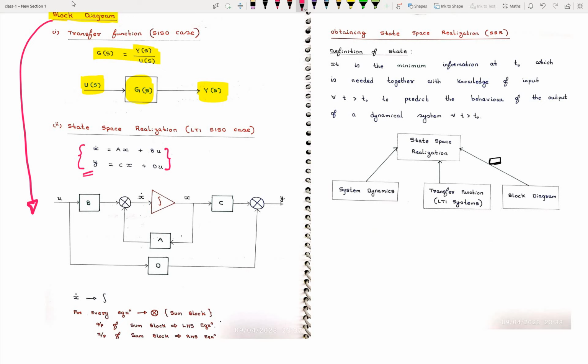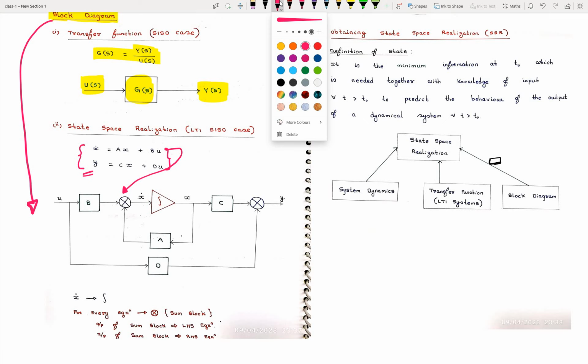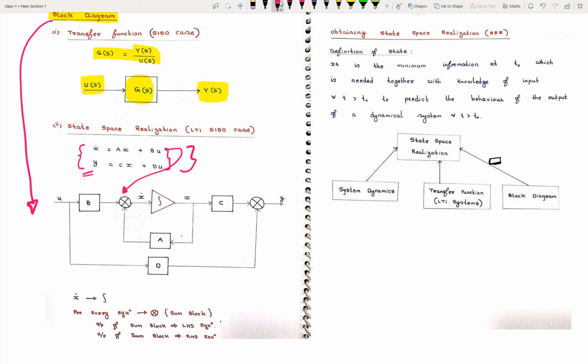The moment you see an equation, focus on the summing block. Since we have two equations here, this is one summing block and this is the other summing block. Two summing blocks are there.